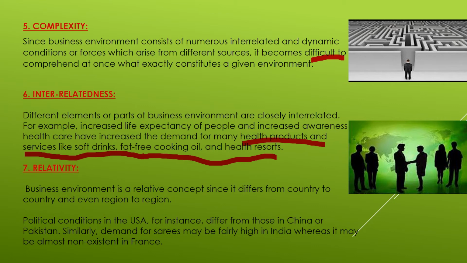Now, the last one is relativity. What is relativity? Business environment is a relative concept since it differs from country to country. For example, if you talk about China or France, the sari that we wear in India is a traditional attire which is really loved by many women. In the Western culture, the sari is an attire which people hardly know about or talk about. Why? Because depending on the weather and climate, people check the news and only then check what dress they want to wear.